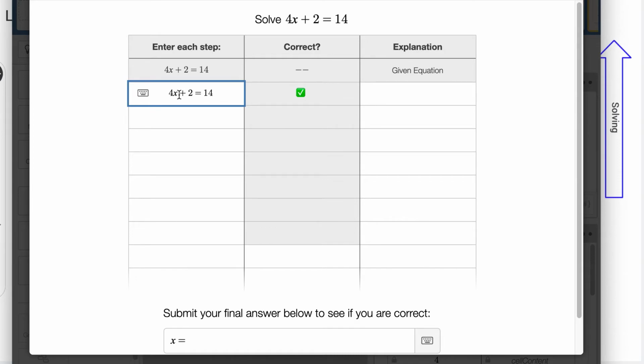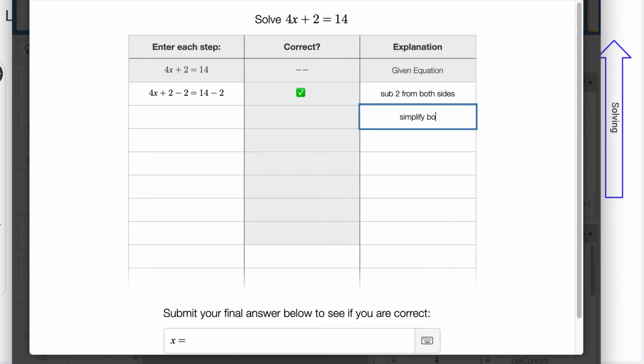I can see here that I have to get rid of the times 4 and the plus 2. We start with addition, and so the inverse of plus 2 is subtract 2. So I'm going to subtract 2 from both sides. And then you can see it's telling me it's correct because this is equivalent to this, but I need to make progress on solving. So I'm going to go ahead and do this. I'm going to subtract 2 from the left, and I'm going to subtract 2 from the right. I have an equivalent equation.